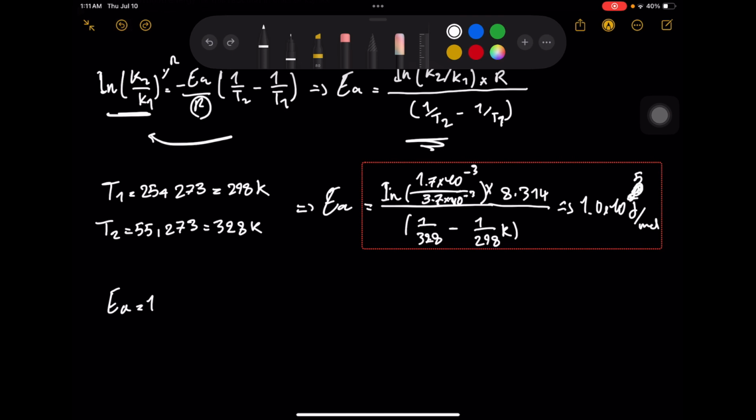So the activation energy is 100 kilojoules per mole. And that was our last example.